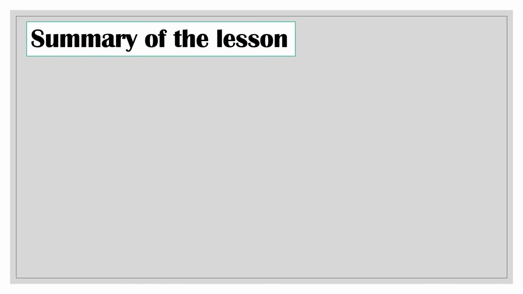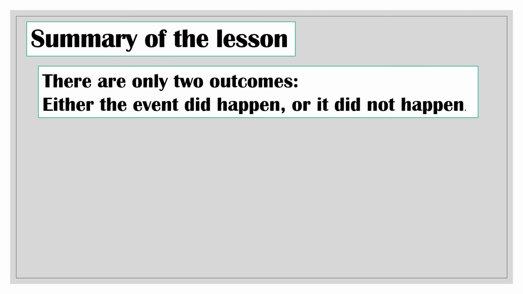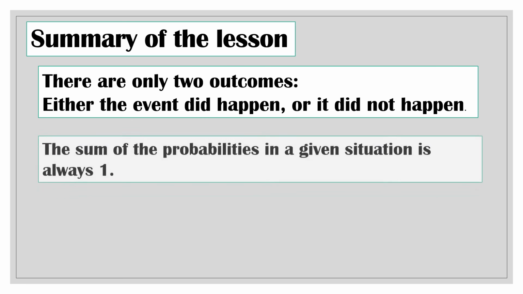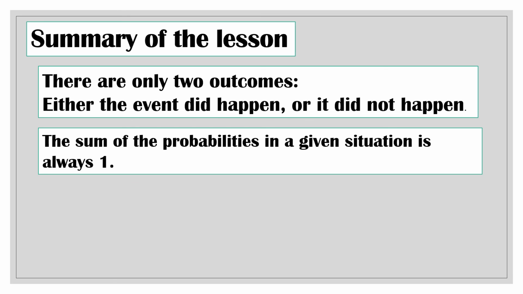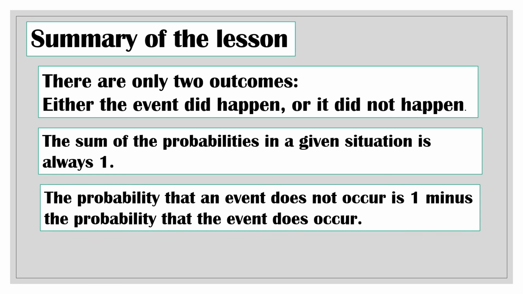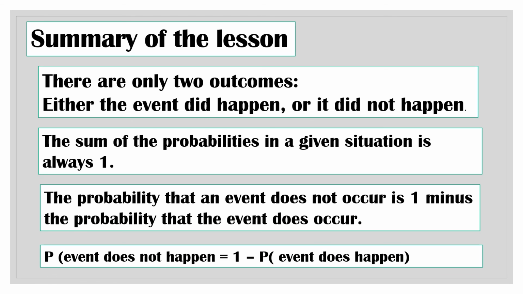Let's have the summary of the lesson. Number 1, there are only two outcomes: either the event did happen or it did not happen. Number 2, the sum of the probabilities in a given situation is always 1. Number 3, the probability that an event does not occur is 1 minus the probability that the event does occur. The last one, the probability of an event not happening is equal to 1 minus the probability of the event happening.